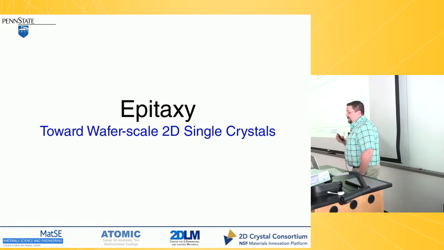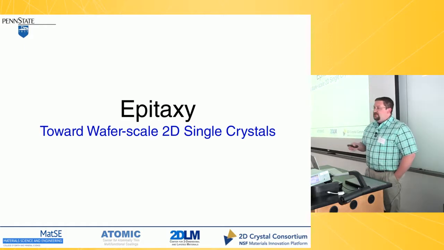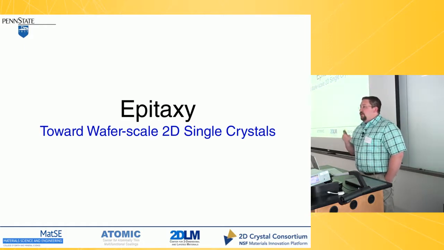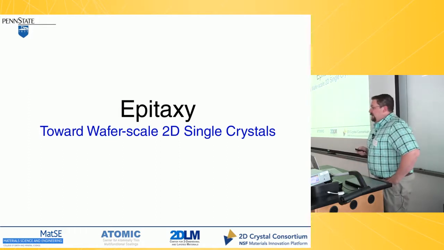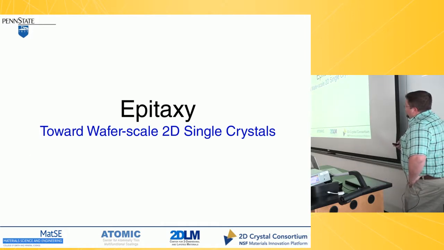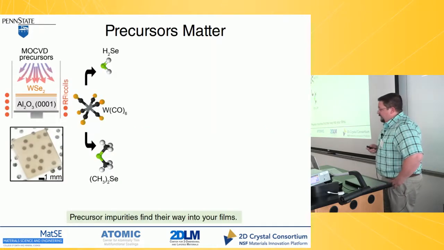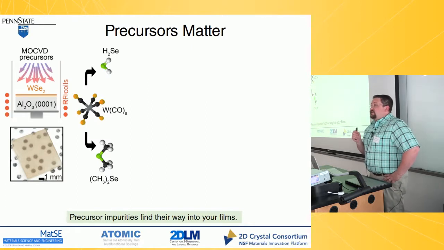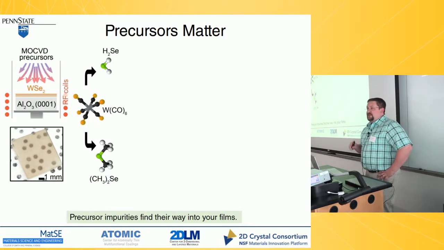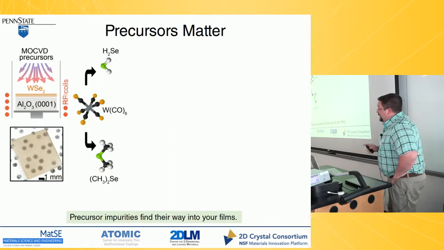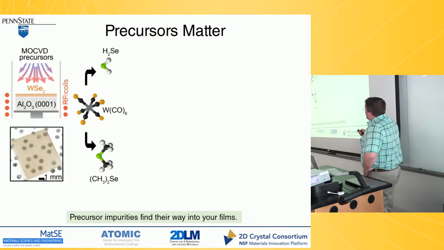My students don't necessarily like that, but that's okay. All right, so epitaxy, toward wafer-scale 2D single crystals. So before we even get to the point of growing epitaxial layers, meaning things that are oriented with respect to the substrate, there's a couple of little things that I want to bring out, and that is your precursors really matter. Now this is in MOCVD. It's the same in powder vaporization with the metal oxides, etc.